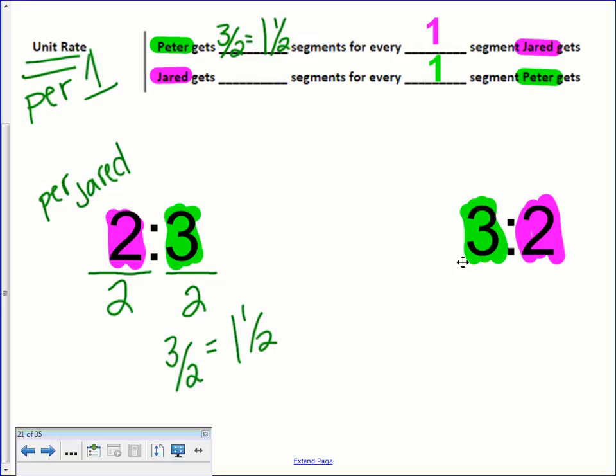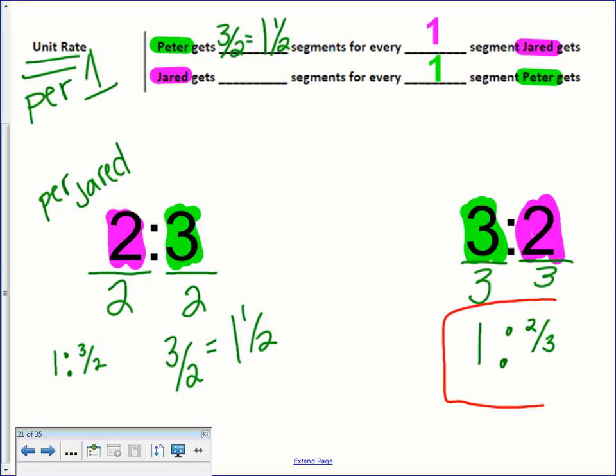So if Peter gets 1, so divide by 3, so I get 1. Our new unit rate or our new ratio would be 1 to 3/2. What would this be? Well, I have to divide by 3. And this is 1 to 2/3. So here's another kind of cool, kind of weird thing. You can use fractions with ratios.